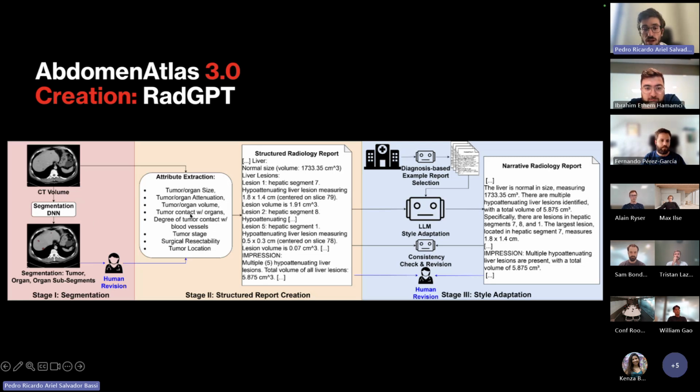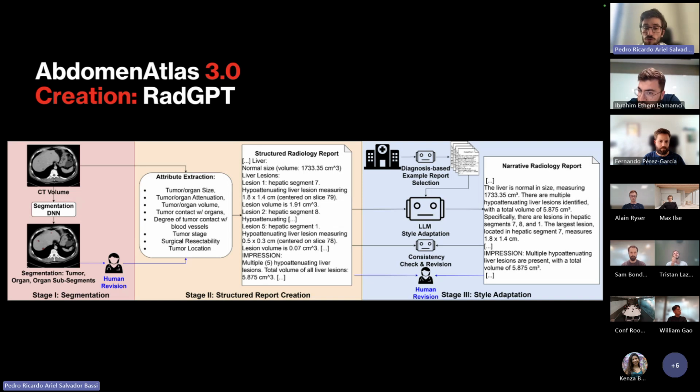In detail, we have algorithms that determine the tumor and the organ size, the tumor and the organ attenuation, so how bright the tumor is in relation to the organ, the tumor and the organ volume, and the contact of the tumor with other organs. So did the tumor grow out of its original organ and start touching other organs?